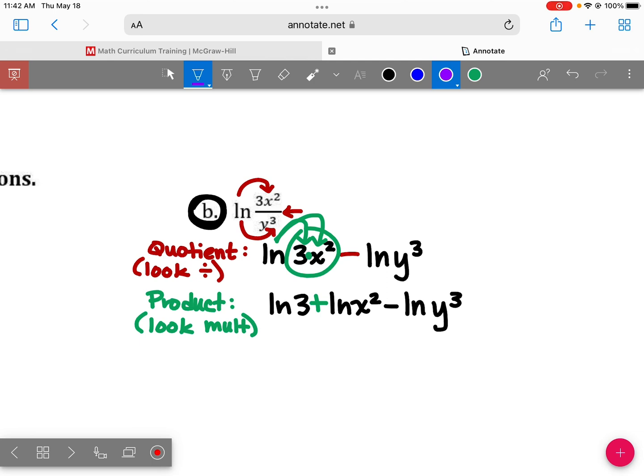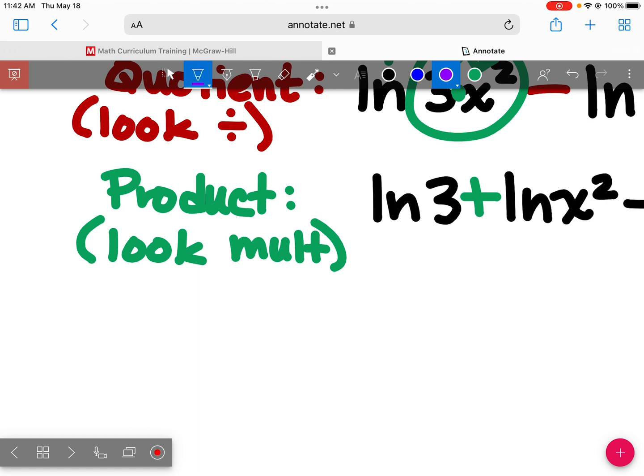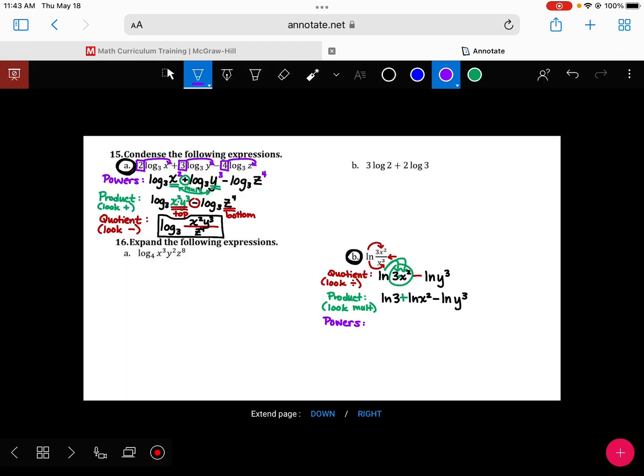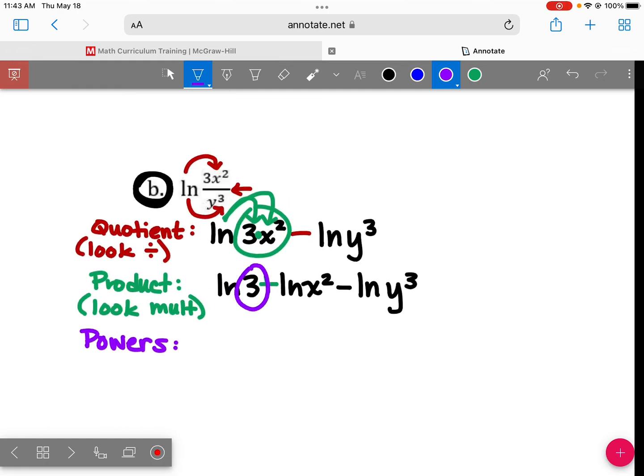What's the last step I need to do then? Powers. When we were condensing, I was looking for numbers, coefficients in front of logs, and they were becoming exponents. So I want to go backwards. What am I looking for here now? I'm looking for exponents. Does this first argument have an exponent? No. The 3 does not have an exponent on it.